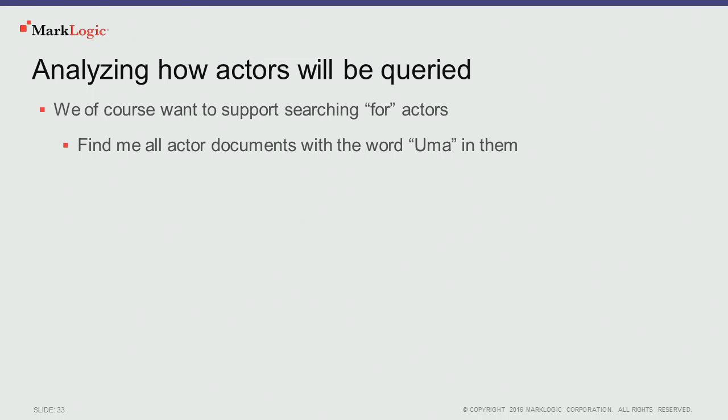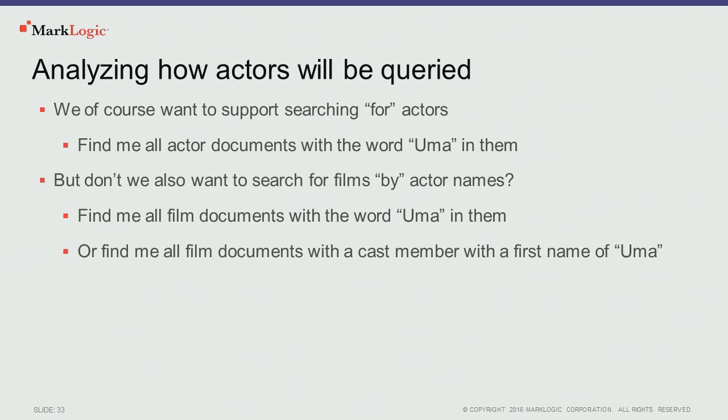So certainly we'd want to be able to do a search for actor documents and say, find me any actor with the word UMA in them, right? But that's probably something that would be intuitive to a user, is when I do a search on UMA from that top search bar, that I get back all the films that, for example, Uma Thurman has been in, right?